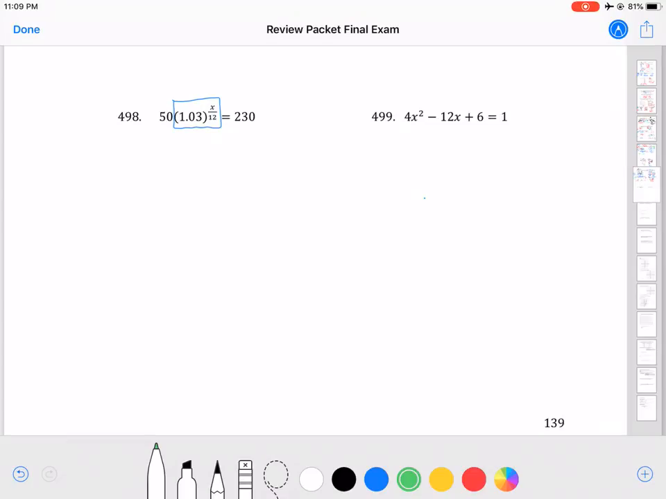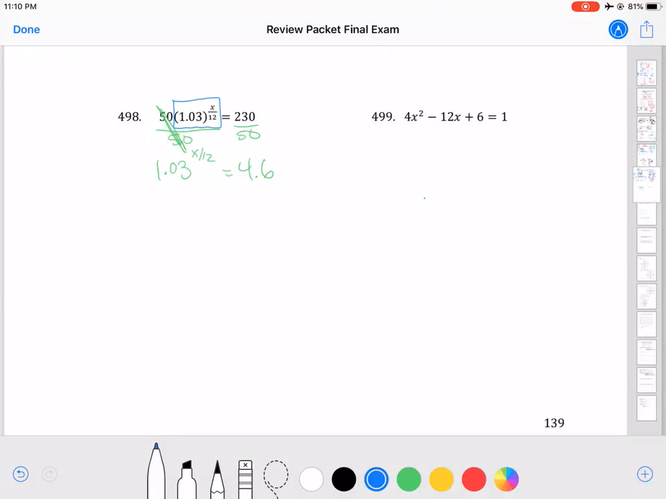But you do still need to get rid of that 50. Because they're being multiplied, you can get rid of it by dividing by 50 on both sides so that those end up going away and that 1.03 raised to that x power is by itself. Now on the right side, 230 divided by 50 gets me 4.6. So it's really not that bad of a problem. Honestly, I think it looks a little bit better without that 50 there. But now we're good to go with our log method.